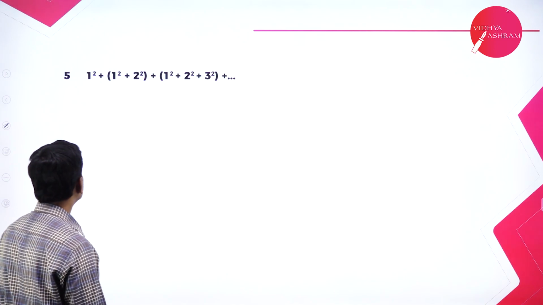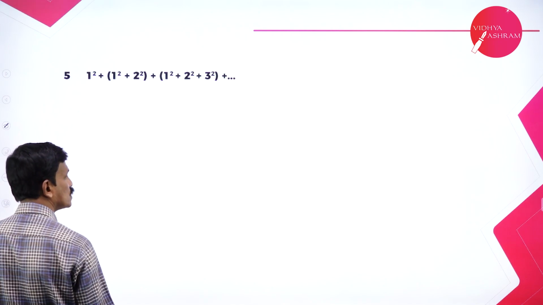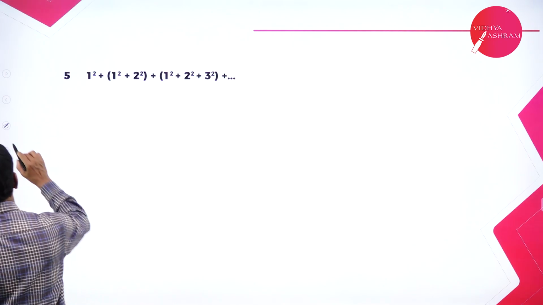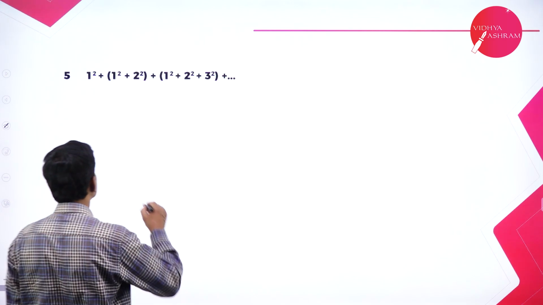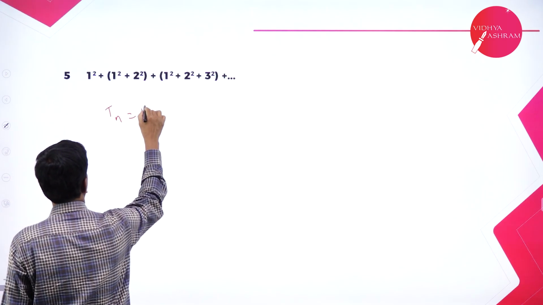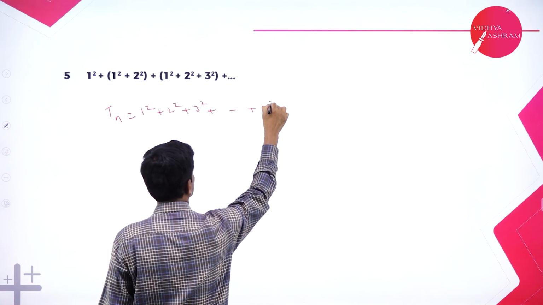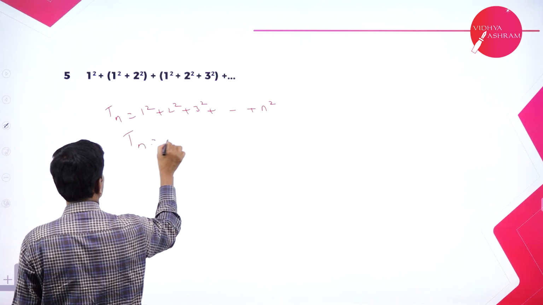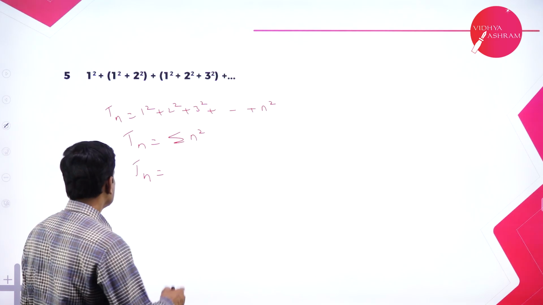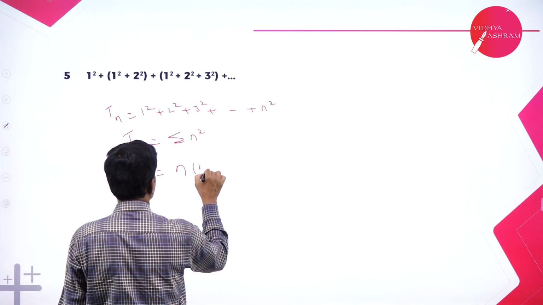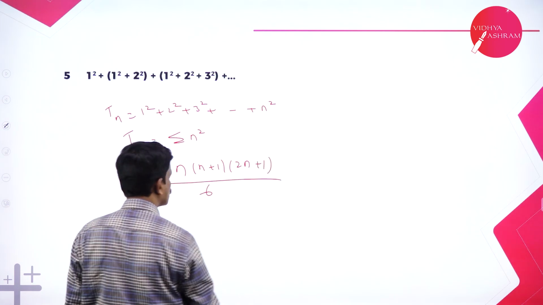Find the sum of 1 square plus 1 square plus 2 square plus 1 square plus 2 square plus 3 square, etc., up to n terms, right? Now what is given here? The nth term Tn is given to be 1 square plus 2 square plus 3 square plus etc. plus n square. So Tn denotes the sum of n terms, that is sigma n square. What is sigma n square? Sigma n square is equal to n into n plus 1 into 2n plus 1 divided by 6.